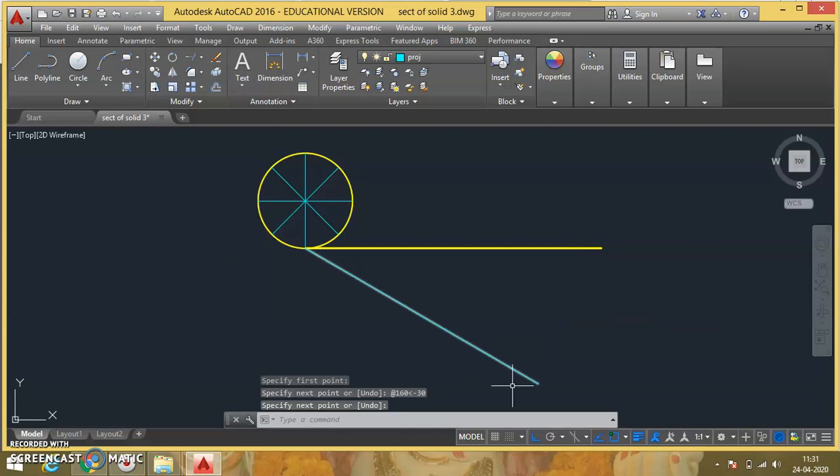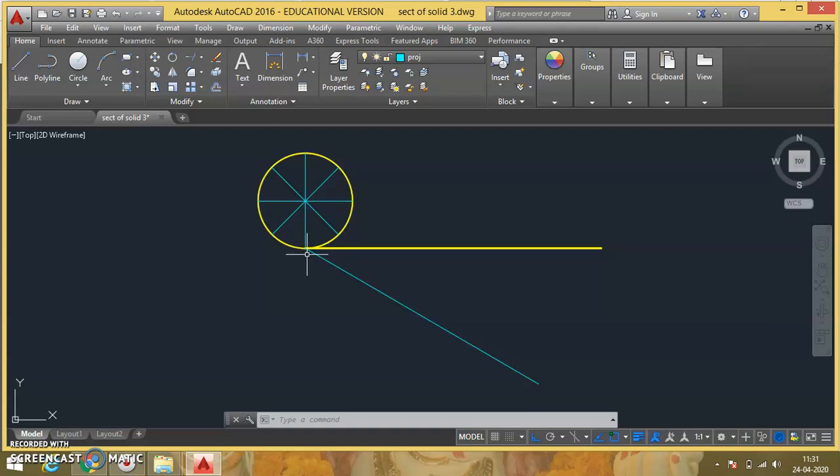It is not necessary that the angle should always be 30. You can take any angle, and any length also. But for my sake, I have considered this length to be 160 mm, because if I divide this into 20 mm each, then automatically I will get 8 divisions. So for my ease, I have taken the length to be 160 mm and the angle to be 30 degrees.